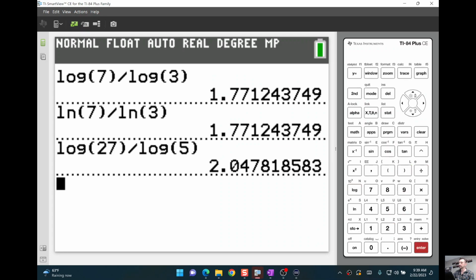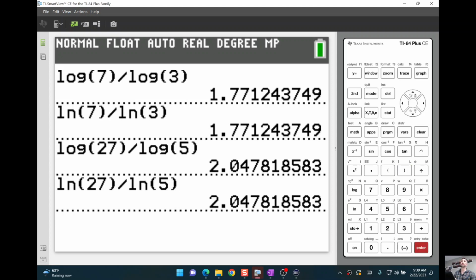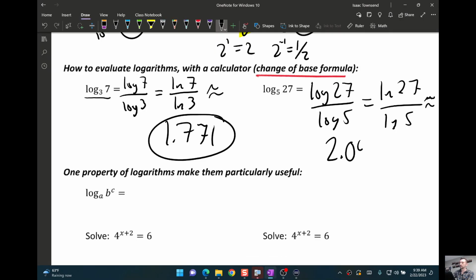Whether you do base 10s or base e's, both of them work the same way. About 2.048. So I knew it was just a tiny bit more than 2, but I certainly couldn't get it that accurate.